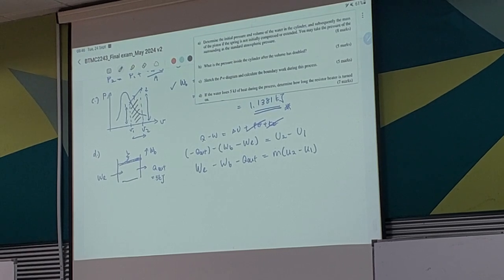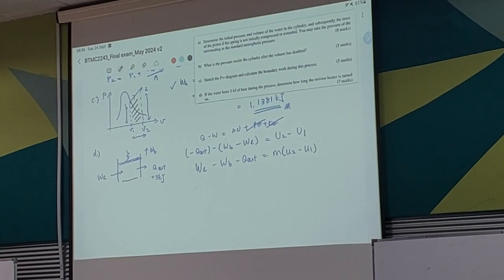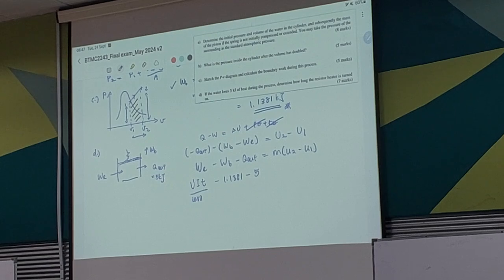So we know that electricity work would be VIT, because this is in terms of joule. And boundary work is just 1.1381. Q out is 5. Now one thing that is very important here, this one needs to divide by 1000, because if you just do VIT, what you get is joule. So you need to divide that by 1000. Then here this is 0.005, then you have U2, U1.